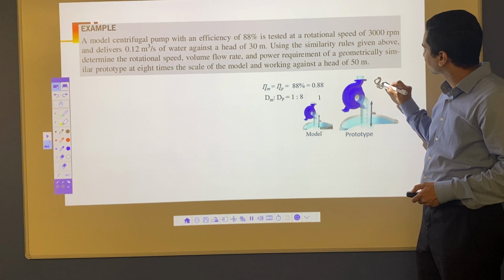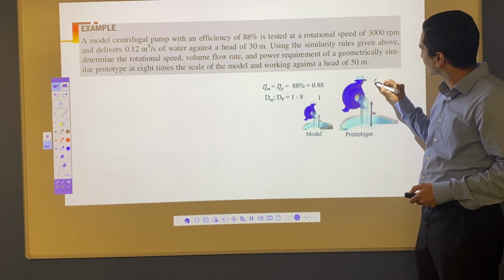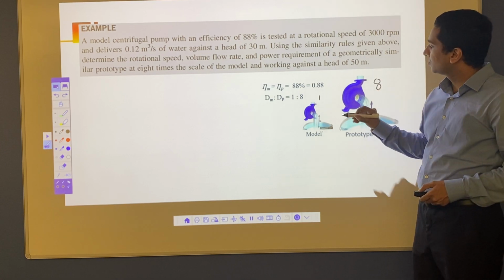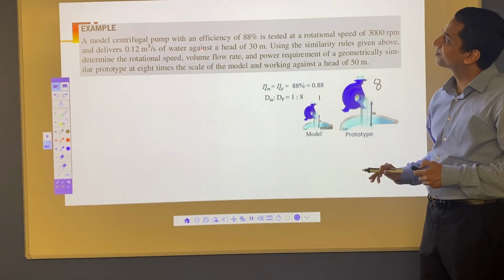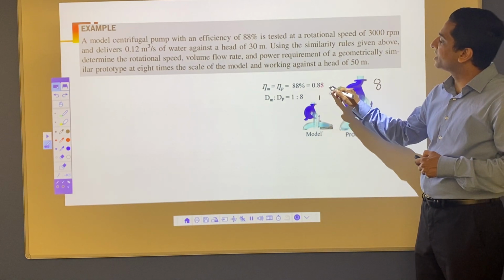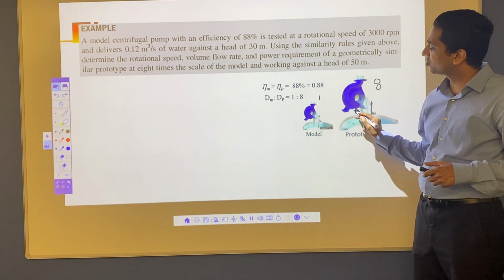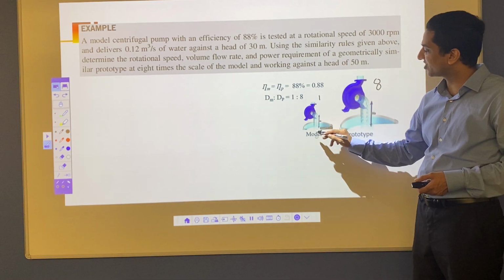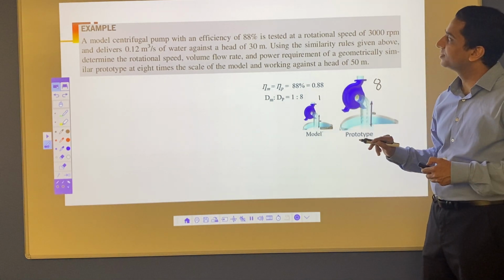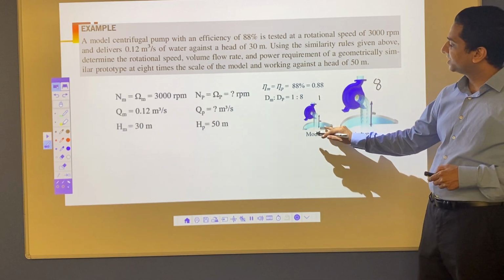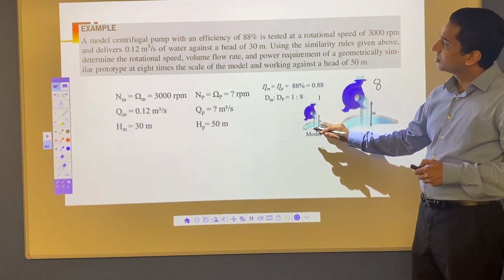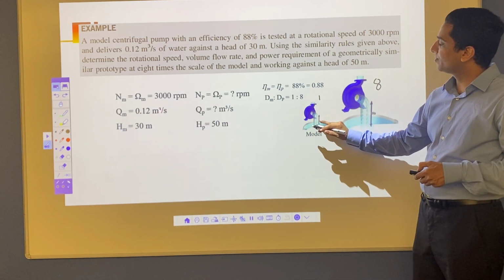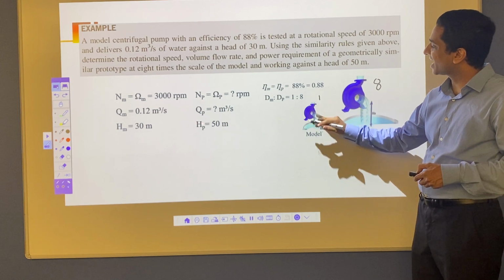Now, one is to 8, that's a difference. The efficiency is 0.88. For these both pumps the efficiency is going to stay the same, so it has the same efficiency as this one. This one delivers 0.12 cubic meters per second at a height of 30 meters.